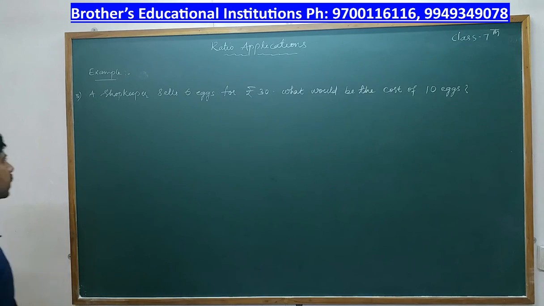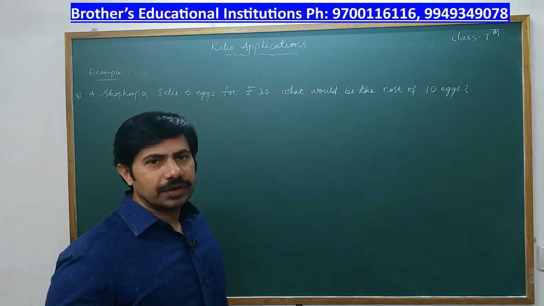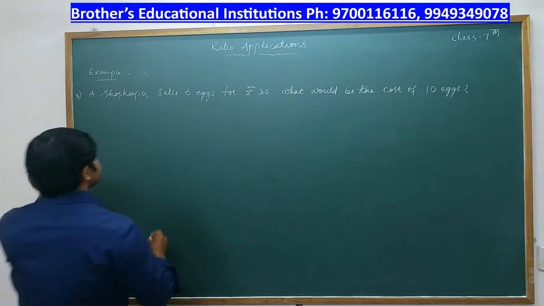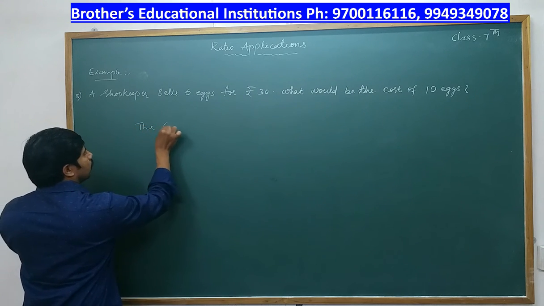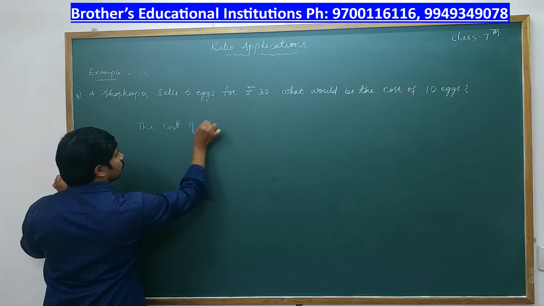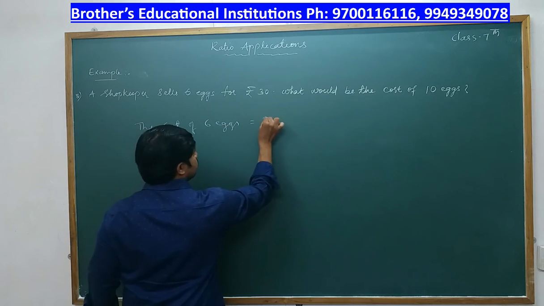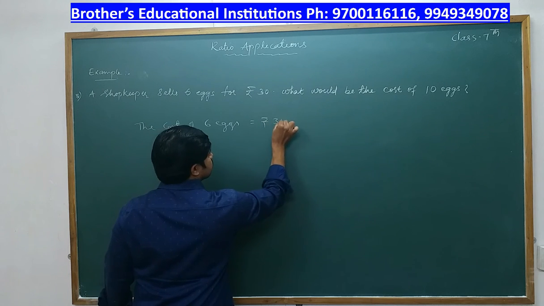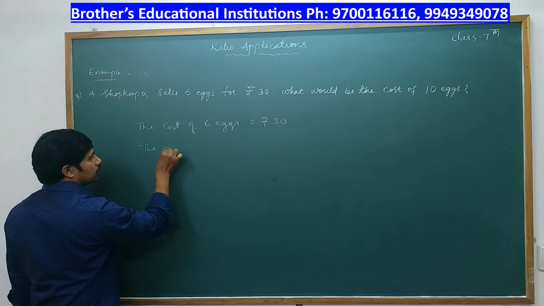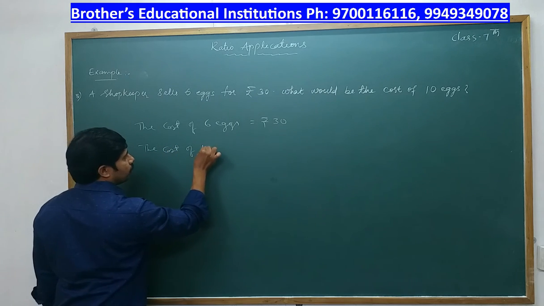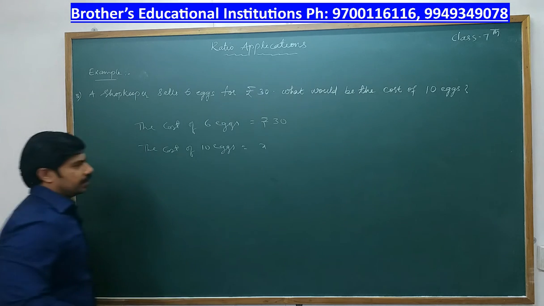A shopkeeper sells 6 pens for 30 rupees. What would be the cost of 10 pens? So here, the cost of 6 pens is 30 rupees. Now we have to find out the cost of 10 pens, that I will assume as x.